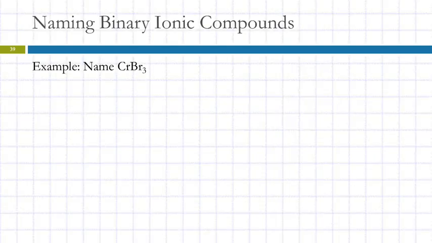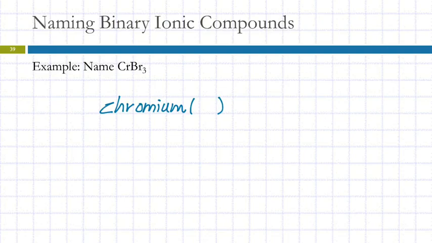Let's do an example. Let's name CrBr3. It might be nice to name him Steve, but he's got a given name. So Cr and Br. So the first one is the metal. Cr is for chromium. Chromium has an H in it. So chromium, and then you ask yourself, is chromium in group 1A, 2A, 3A, zinc, or silver? No. That means it needs a Roman numeral. So I'm going to put the parentheses here. I don't know what the Roman numeral is yet. I'm just going to save a space for it.